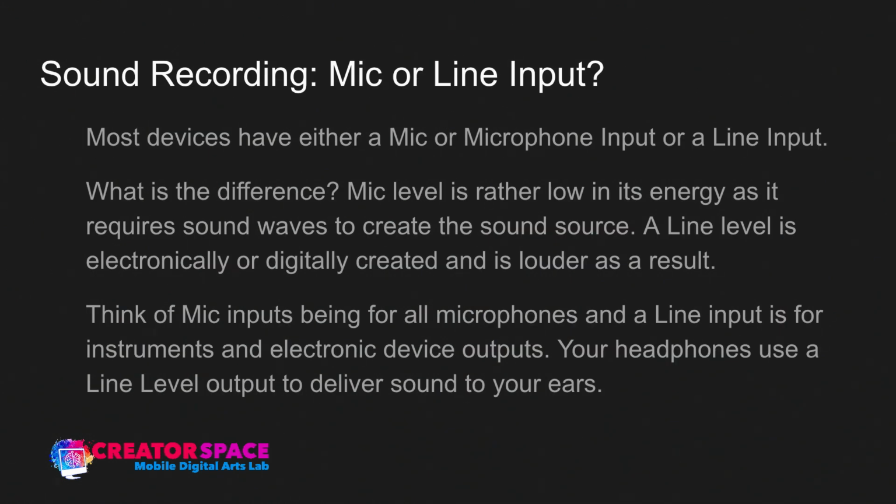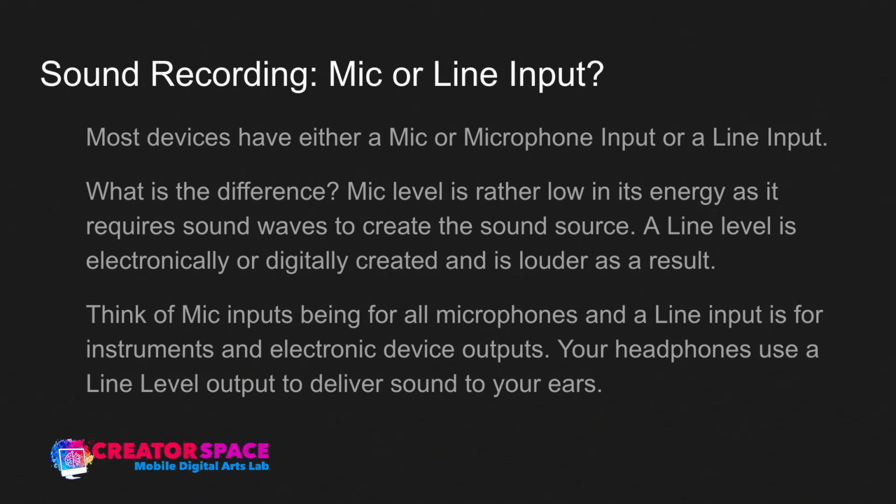So sound recording, the mic or line input. Most devices usually have either a mic, microphone input, or line input. This can get confusing because you'll always see this thing that says mic line. So I just want to get through that quickly and understand what the differences are. Mic is referring to microphone, so anything that has to do with an actual microphone, and what does that exactly mean?